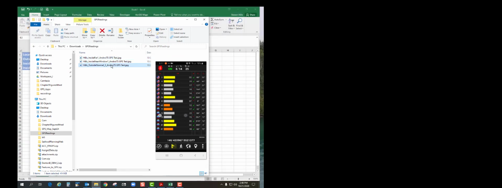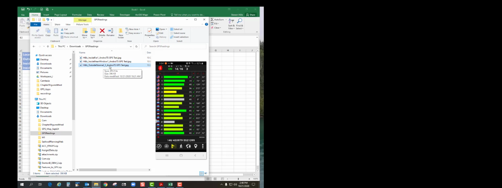So let's first go to our outside normal GPS readings that we did with the screenshot, and we can see here that I had a 47, a 41, a 40. Those are all very strong. I had a 40 here as well. There's something a little different about this one.